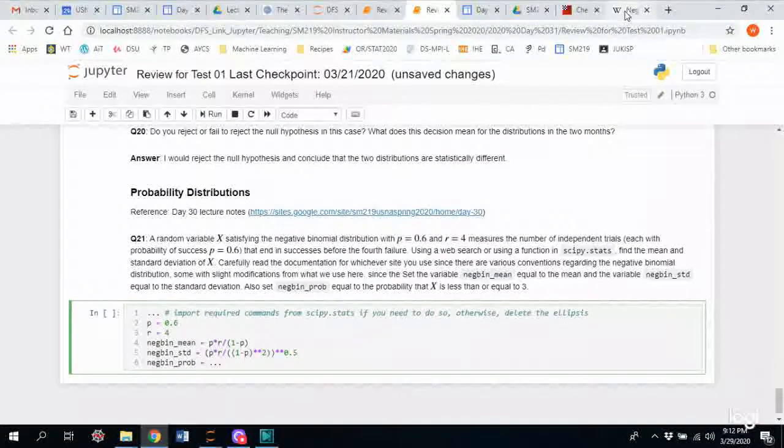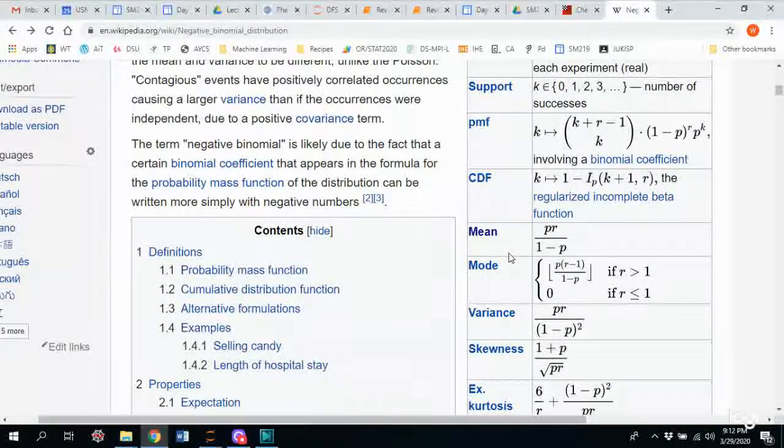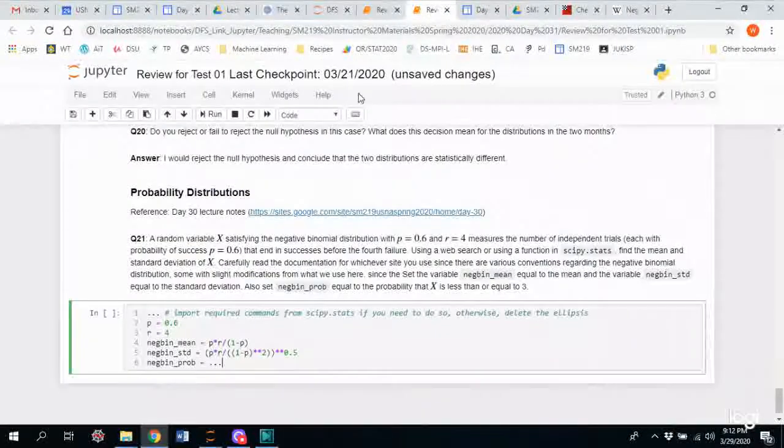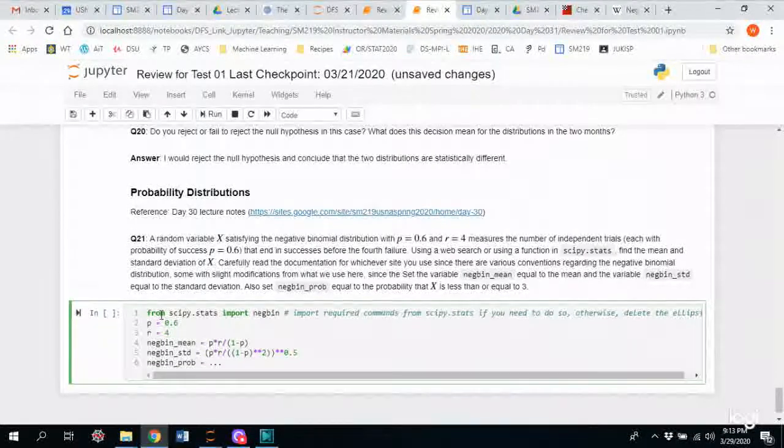And for this, the formula that's given for the cumulative density function is not very helpful. So here I'm going to switch over and use the SciPy stats commands. So let's try that. And for that, we're going to import from scipy.stats the neg bin, I think it's neg binom. Let's check.